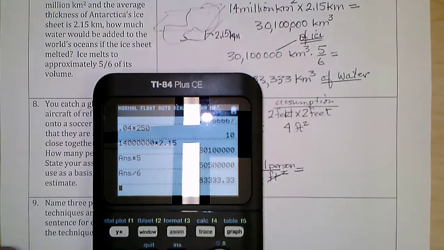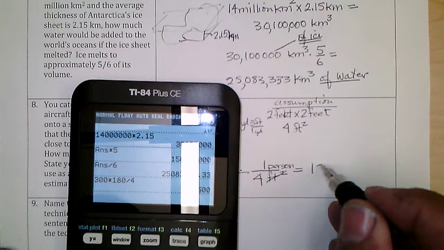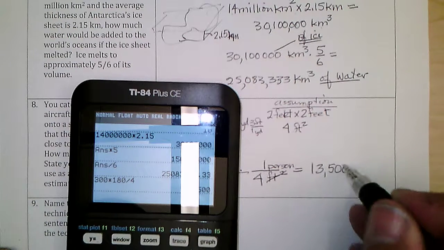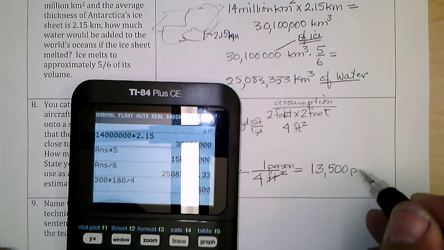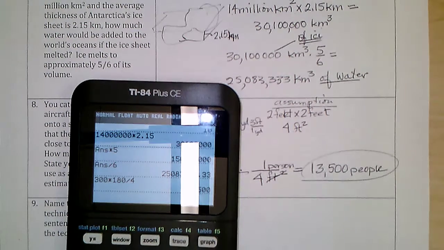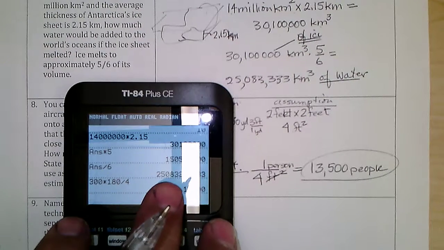So my estimate is 300 times 180 divided by 4. And I get 13,500 people, refugees, fitting on a soccer field. That's a lot of people. That's like the entire town of Ellensburg on that.